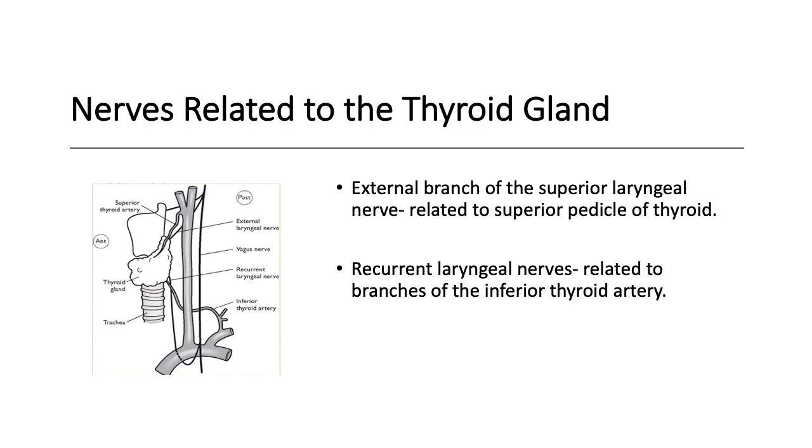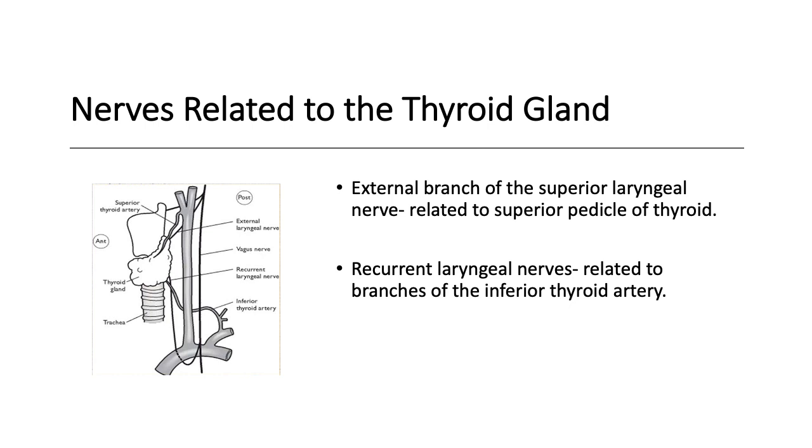and this will affect the voice of the people who are using the high pitched sound, for example the singers and teachers. To avoid damage to the external branch of the superior laryngeal nerve, the superior thyroid artery is ligated close to the gland, and that will avoid the external branch of the superior laryngeal nerve. The recurrent laryngeal nerves are related to the branches of the inferior thyroid artery.